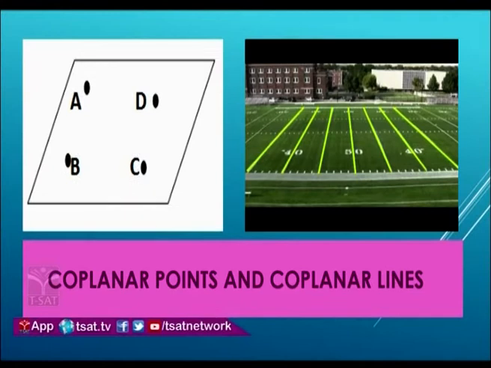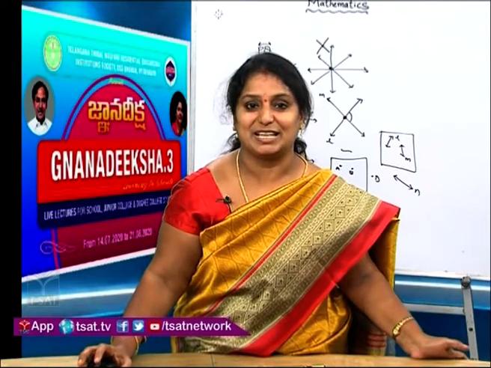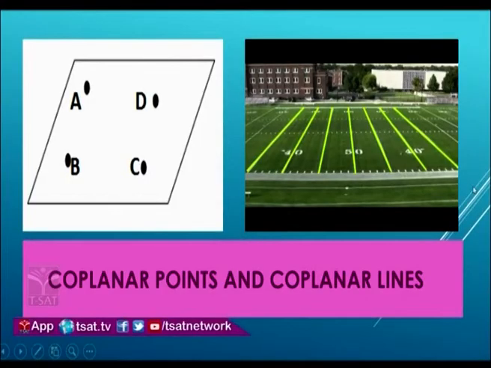One more example of coplanar lines and coplanar points is sports. Everybody is interested in playing sports, and we love to watch the players. Just imagine the stadium. All the players are considered coplanar points, and the tracks which we keep in that particular plane we call coplanar lines. This is the example of an athletic track. All these lines are parallel, and some are intersecting lines, and this is a good example of coplanar points and coplanar lines.